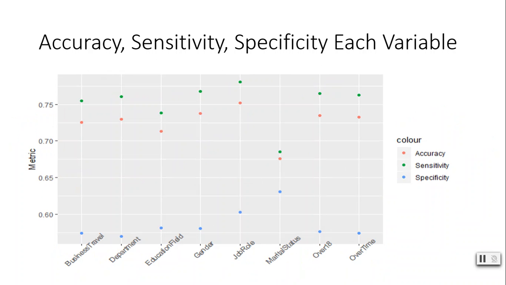The accuracy, sensitivity, and specificity for every categorical variable was also calculated using the naive Bayes classifier and running multiple simulations, and we can see that job role and marital status are two of the variables that have the highest specificities and also very high sensitivity, and would be good candidates for inclusion in a predictive model for attrition.